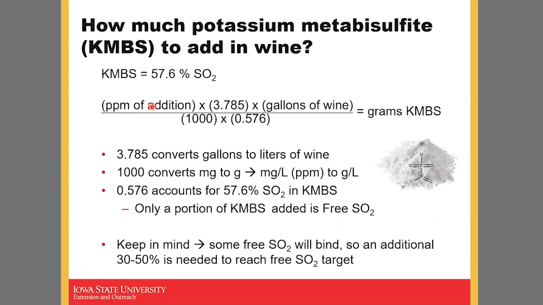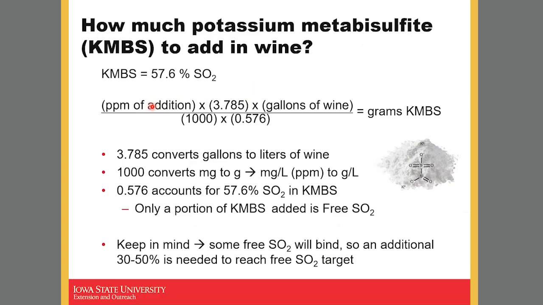Also, you will need to keep in mind that out of that potassium metabisulfite you're going to add, about 30% to 50% of that is going to bind with other compounds. It's going to bind with anthocyanins, with sugar, and with acetaldehyde, so it's going to be considered as bound. To be really efficient, you will need to consider that 30 to 50% of binding. So of those 45.3 grams of potassium metabisulfite, you're going to multiply by either 30% or 50%.